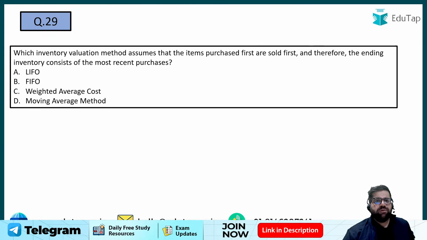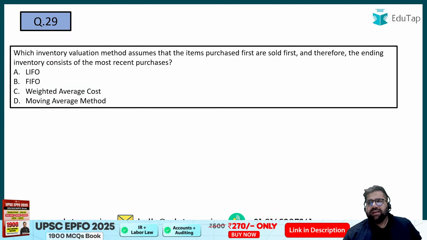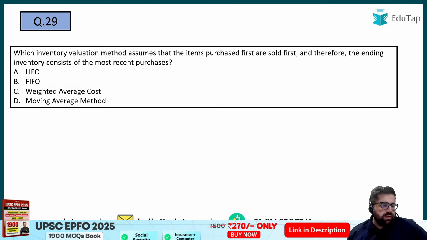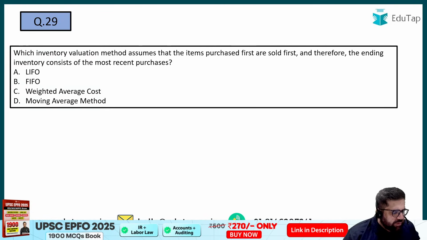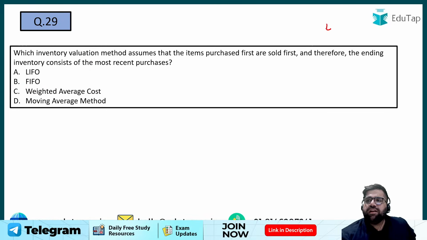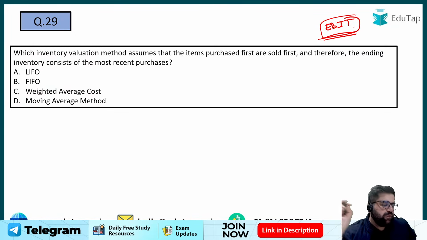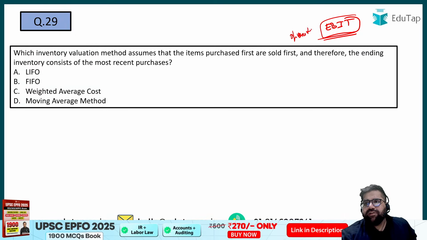Question number 29. Which inventory valuation method assumes that items purchased first are sold first, therefore the ending inventory consists of the most recent purchase? What is EBIT? EBIT is your earning before interest and taxes. It is your operating profit.